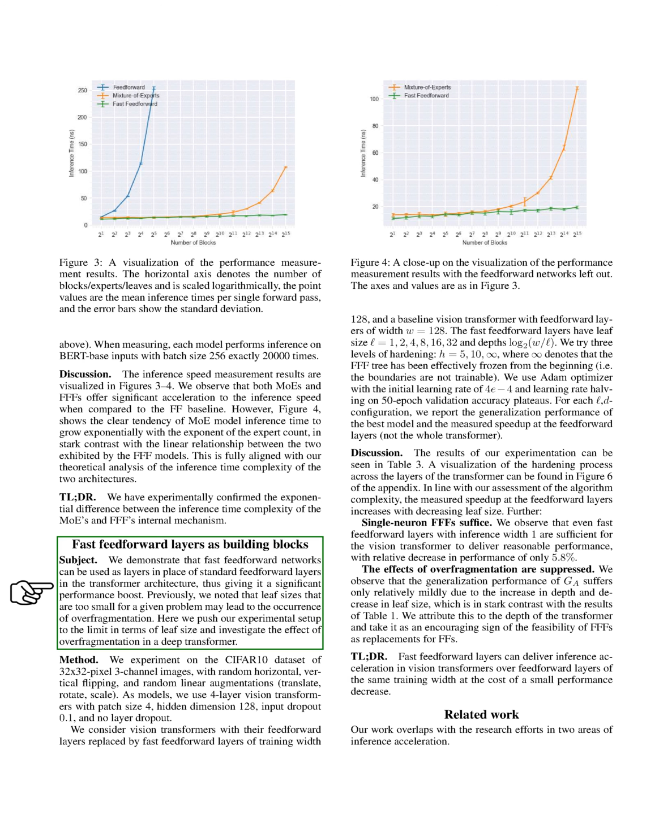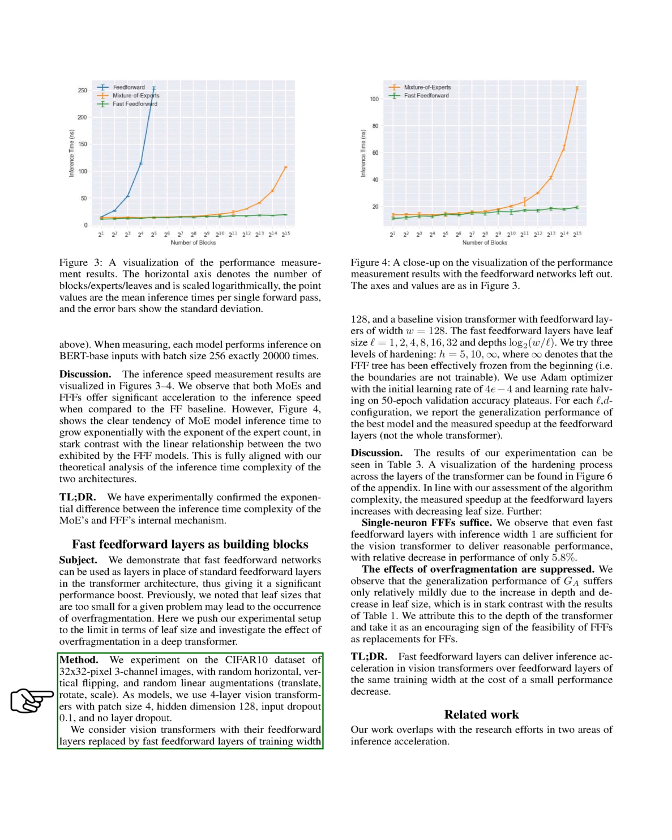Section. Method. Our approach. We conducted our experiments using the CIFAR10 dataset, which consists of 32 by 32 pixel images with 3 color channels. We applied random horizontal and vertical flipping, as well as random linear transformations such as translation, rotation, and scaling. We utilized 4-layer vision transformers as our models, with a patch size of 4, a hidden dimension of 128, an input dropout rate of 0.1, and no layer dropout.